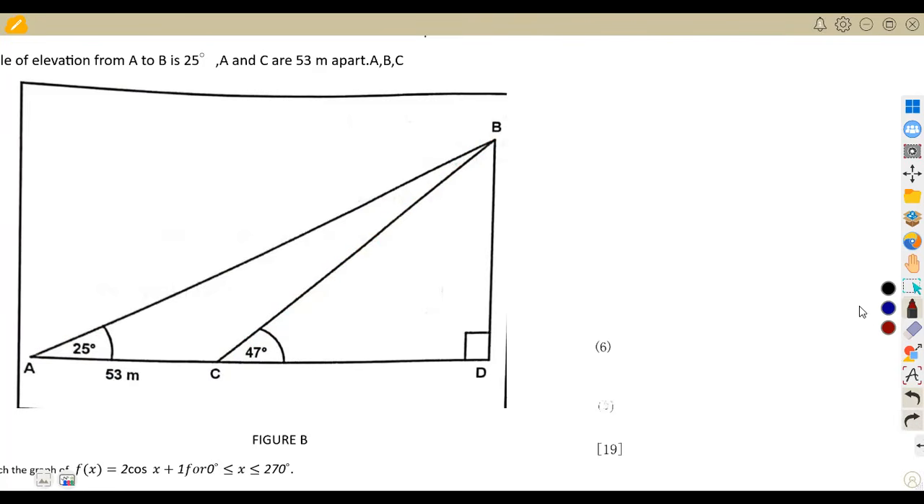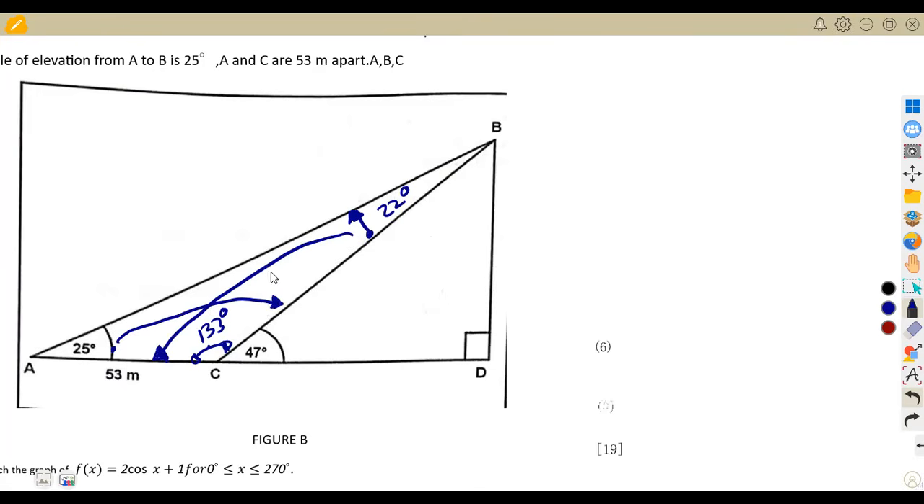Let's just fill in. This is from 180 degrees. Remember, angles on a straight line: 180 minus 47 gives us 133 here. Angles in a triangle add up to 180 degrees. So 180 minus this angle and this angle, we get the remaining angle here, which is 22 degrees. As you can see, the 22 corresponds to 53, and the 25 corresponds to BC.